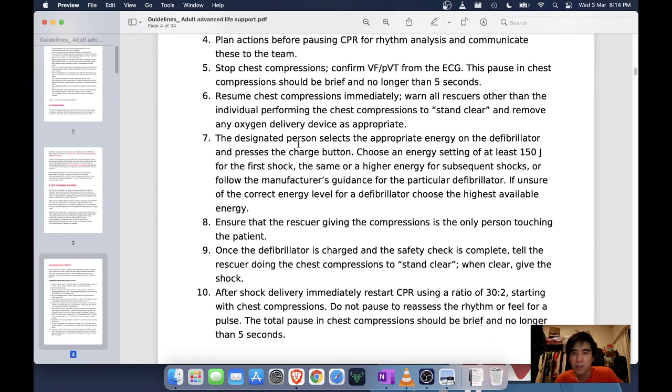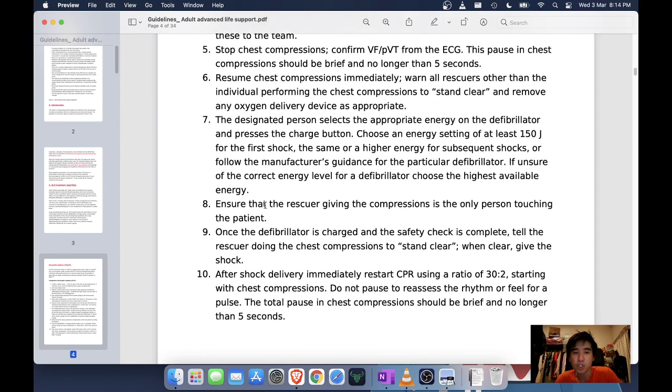The designated person selects the appropriate energy on the defibrillator and presses the charge button. Choose an energy setting of at least 150 joules for the first shock, the same or a higher energy for subsequent shocks, or follow the manufacturer's guidance for the particular defibrillator. If unsure of the correct energy level for a defibrillator, choose the highest available energy.